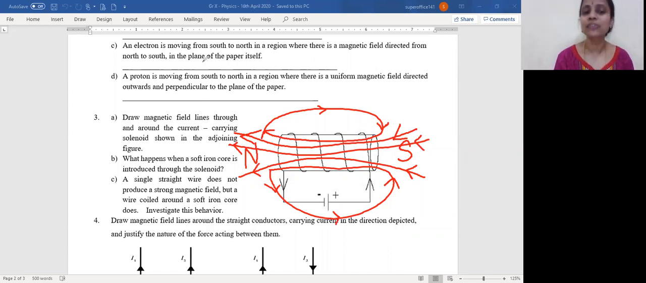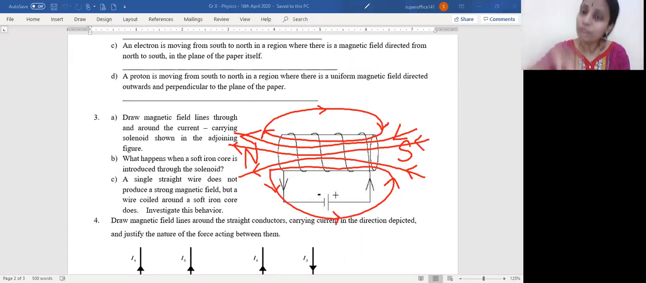And then a single straight wire does not produce a strong magnetic field. The answer is also in the same video where we discussed solenoid. Solenoid is made up of more number of turns. So each loop will create its own magnetic field, which are going to be added up, increasing the strength of the solenoid. A straight wire has only one set of concentric circles, whereas when I take it as a coil around the soft iron core, which can be easily magnetized and demagnetized.